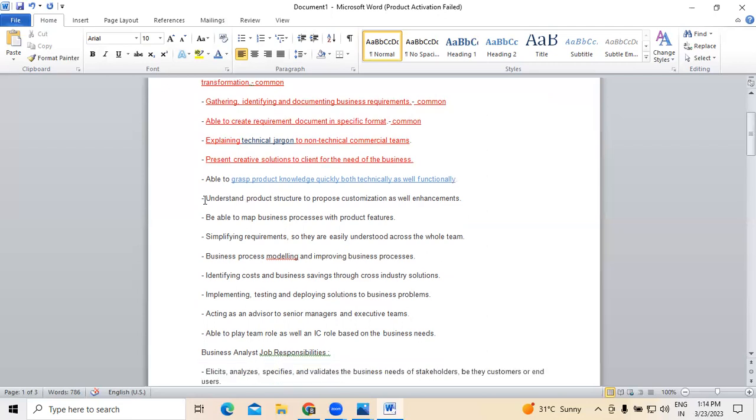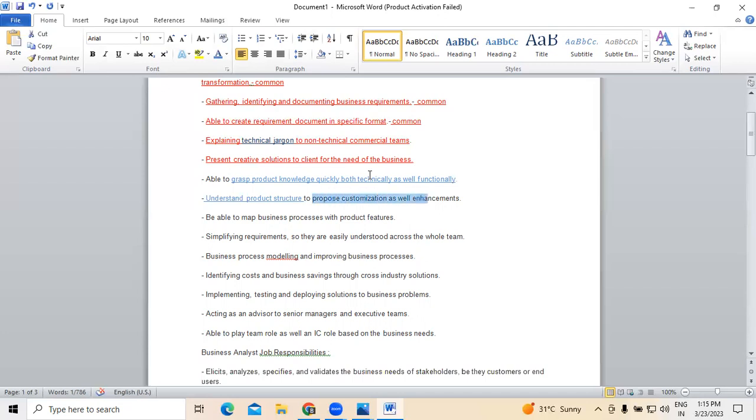Next, understanding the product structure, whatever product you are going to develop. Knowing about the structure of the product is essentially required. Please do remember, whatever I am mentioning in the blue lines is something different. Red color ones are common things. That's the difference I would like to show you here. So, understanding the product structure of whatever you are developing.